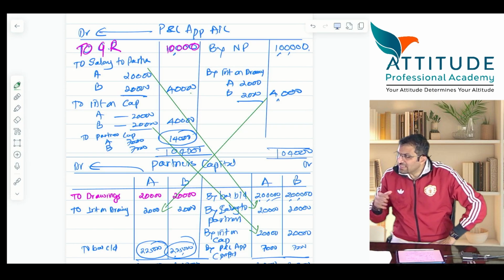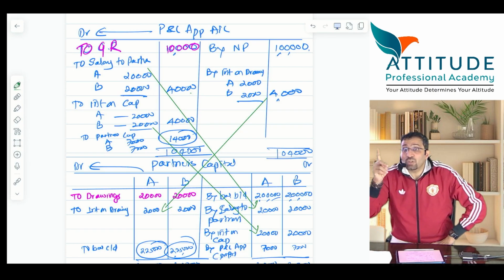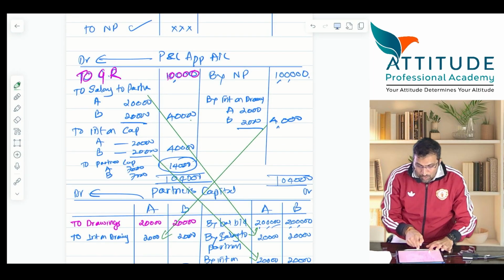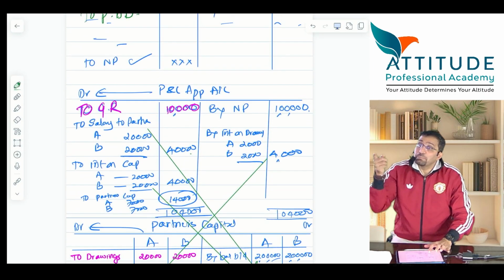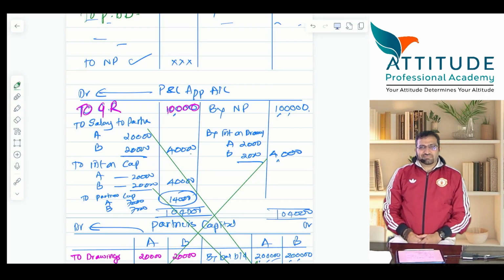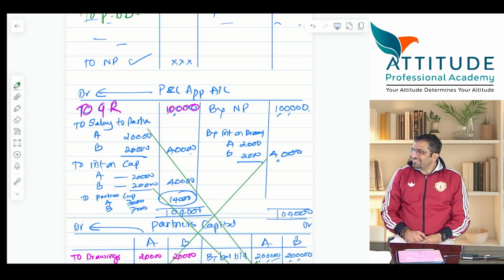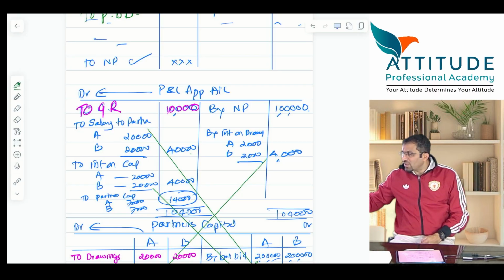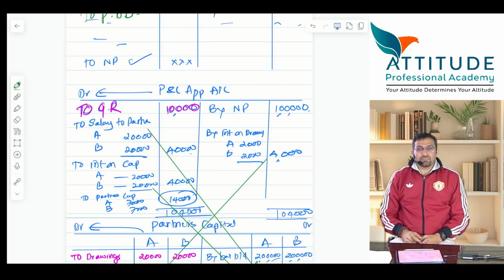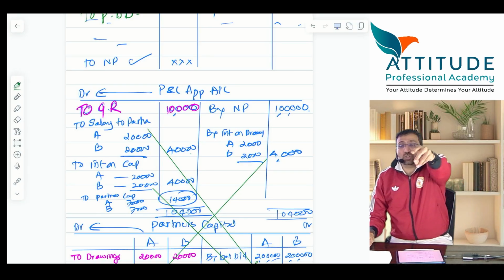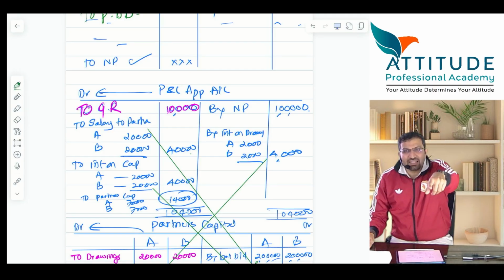But this interest on loan is an expense. This will not come in the P&L appropriation account. It will come in the P&L account. कहाँ आएगा? P&L में आएगा. Though interest is going to the capital account, it will not be an appropriation item. It is a P&L item. So appropriation से पहले ही आपको क्या करना पड़ेगा? Interest on loan given by a partner should be deducted. Is that clear?